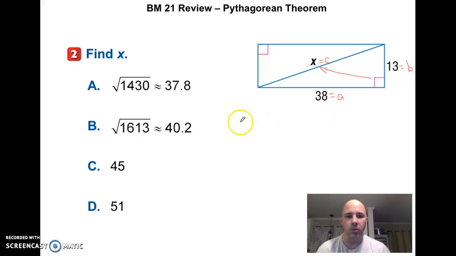Just like the previous problem, just make sure you do your Pythagorean theorem: A squared plus B squared equals C squared. Substitute your values for A, B, and C, and then don't forget to square root this. If you have any questions, please let me know.